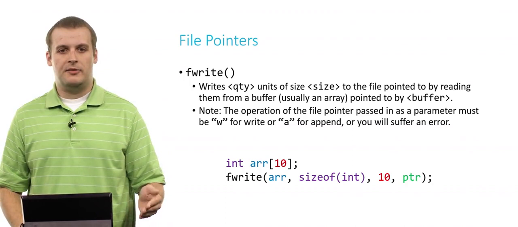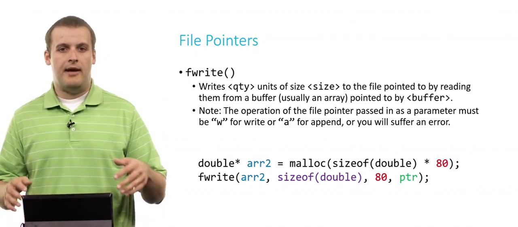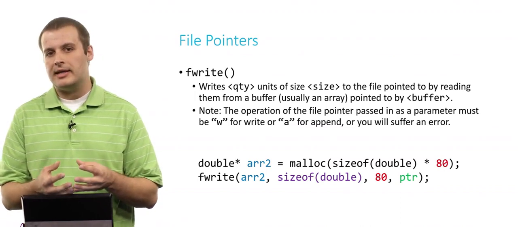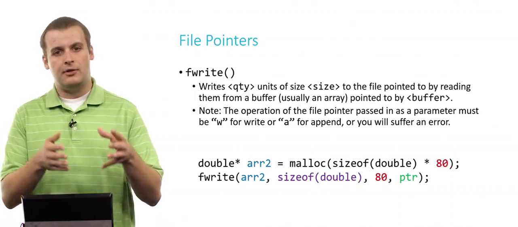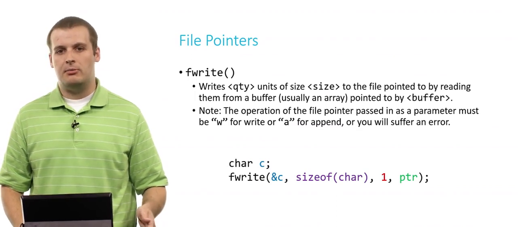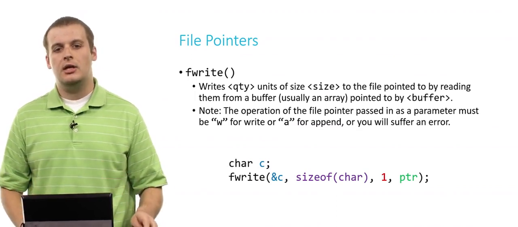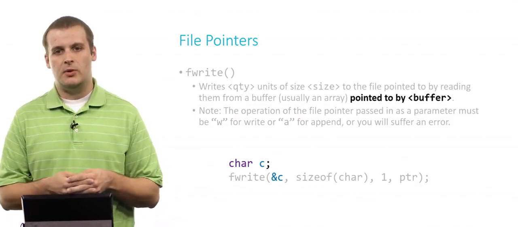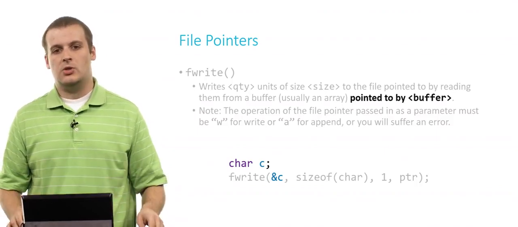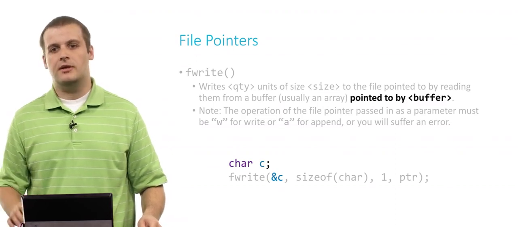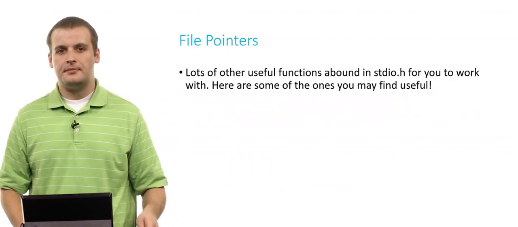So again, just like before, we can also have a heap chunk of memory that we've dynamically allocated and read from that and write that to the file. And we can also have a single variable capable of holding 1 byte of information, such as a character. But again, we need to pass in the address of that variable when we want to read from it. So we can write the information we find at that address to the file pointer PTR.